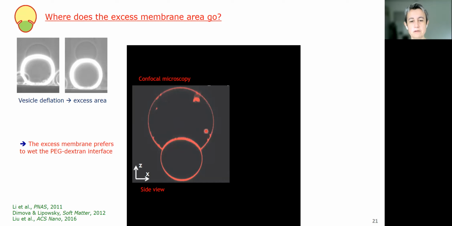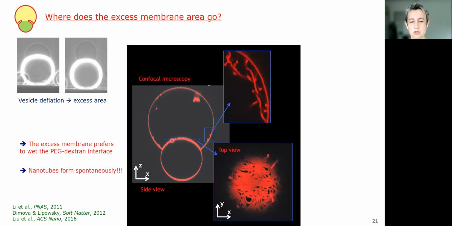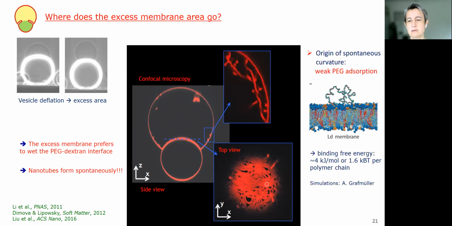But what we were surprised to find is that this membrane does not fold into a bilayer. If you just look on top of it, you're going to see that it's a spaghetti-like structure of nanotubes. These nanotubes mean negative spontaneous curvature, and we confirm that the origin of this spontaneous curvature is the weak asymmetric adsorption of PEG, which happens only on the inner leaflet of the membrane. PEG outside is removed, and this was confirmed also with simulations by Grafmüller.